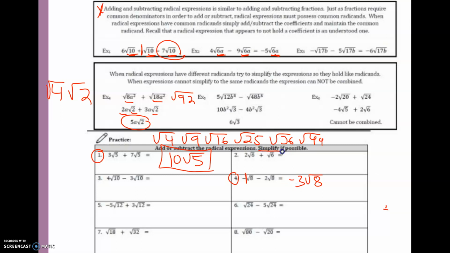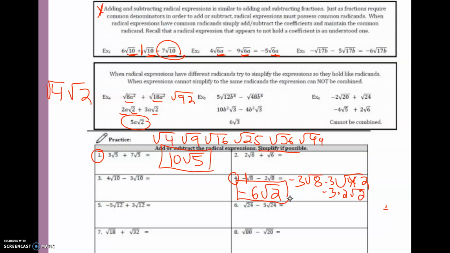Now the directions tell you to simplify. So hopefully you will catch that 8 has a 4 and a 2 in it, right? And the square root of 4 is 2, so I'm going to bring that out. All right, so that would be a negative 3 times 2, because the 4 came out, right? And then negative 3 times 2 would be negative 6. Radical 2 would be my final answer, right?